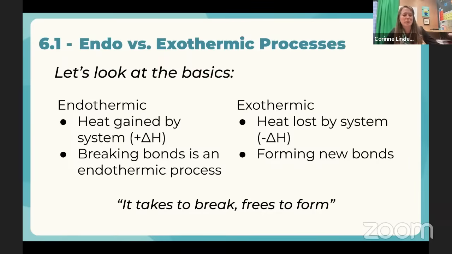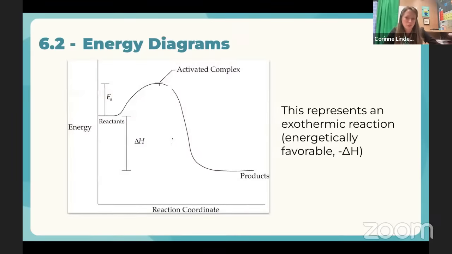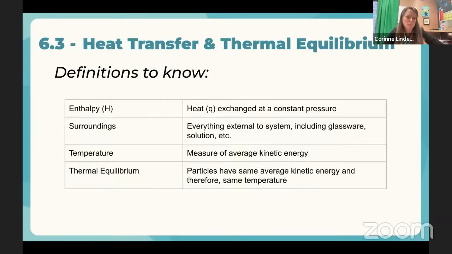An endothermic reaction is where we're gaining heat by the system. It's going to be listed as a reactant, versus exothermic, where heat is lost, released to the surroundings, as a product. The other thing to know associated with that is the energy diagrams. Understand that the difference between the reactants and products is the enthalpy change, versus the difference from the reactants to the height of our peak. That is the activation energy. So just be careful with that. These are just some of the definitions.